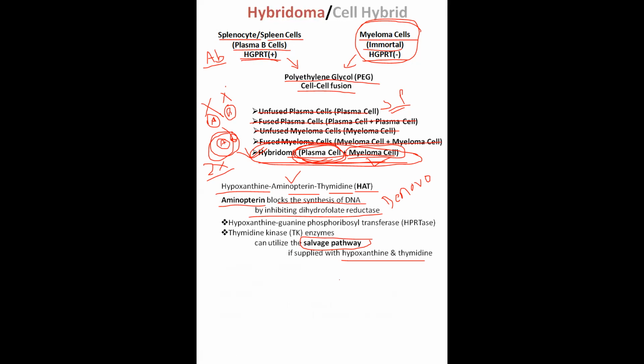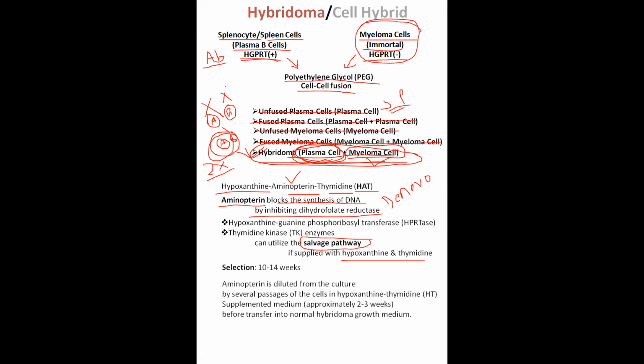Next, we know that this selection process will take 10 to 14 weeks. Aminopterin is then diluted from the culture by several passages of the cells in HT medium, supplemented with hypoxanthine and thymidine. It will take almost 2 to 3 weeks before transfer into the normal hybridoma growth medium for the screening of the plasma cells, so that we can get identical antibodies.